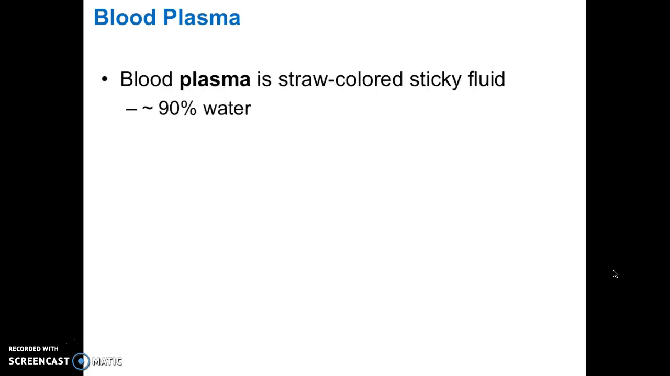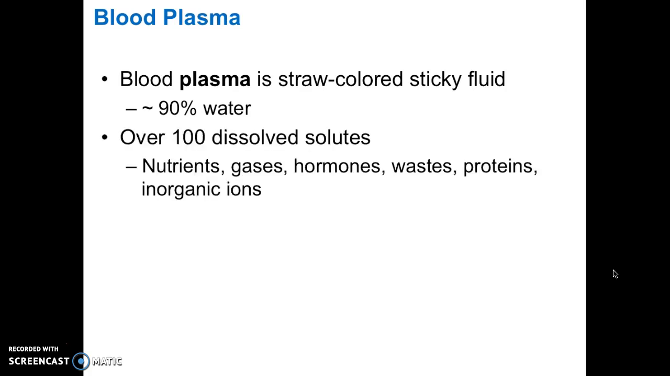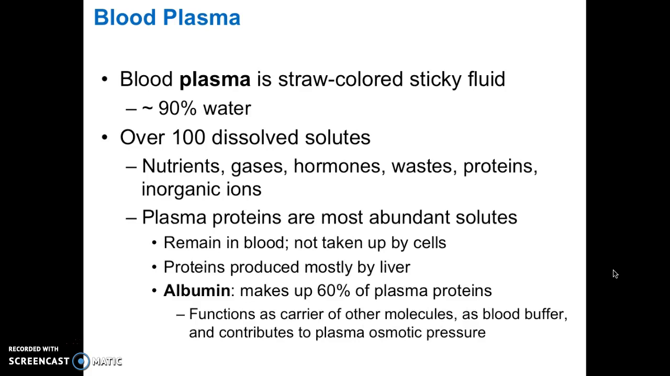Now we will continue through the different components of blood, starting with plasma. Blood plasma is straw-colored, sticky, and about 90% water. There are over 100 dissolved solutes in the plasma, including nutrients, gases, hormones, and wastes. Plasma proteins are the most abundant solutes in the plasma. They remain in the blood and are not taken in by cells.